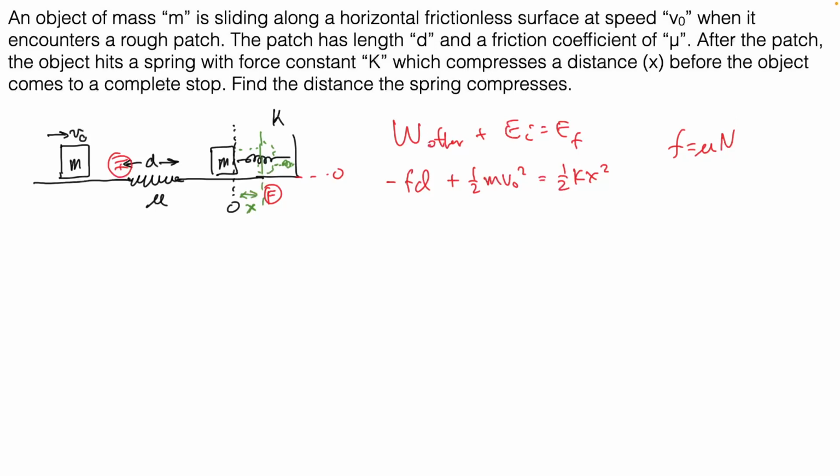Where was I? Oh, fun. It's going to be mu. Okay, so what do we put in for n for the normal force here? Since it's just flat, we can just put in mg because the object isn't accelerating in the vertical direction, right? So it's mu times mg, that would be my f. So I put that in over there, times d, 1/2 mv naught squared equals 1/2.